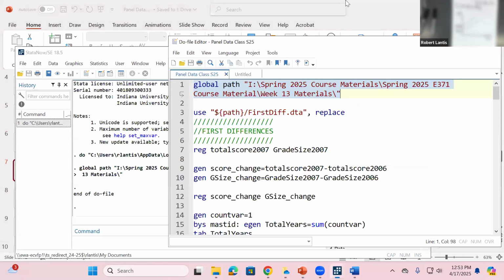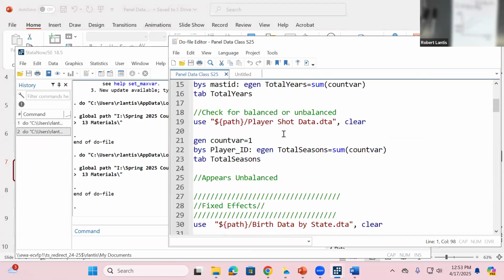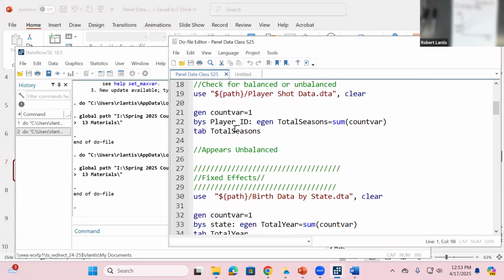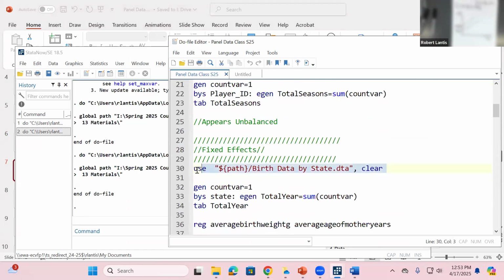Go to our do file. Got my global. We did first differences last class. I'm going to use this birth data by state. So down here where it says fixed effects.